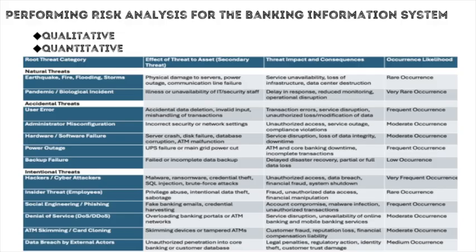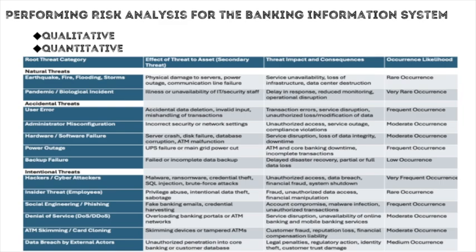However, since such events are rare, their occurrence is rated as low or rare. Another natural threat is a pandemic or biological incident. During such times, staff may fall sick or be unavailable, leading to operational delays and reduced monitoring. This is classified as very rare in likelihood, but with medium impact.